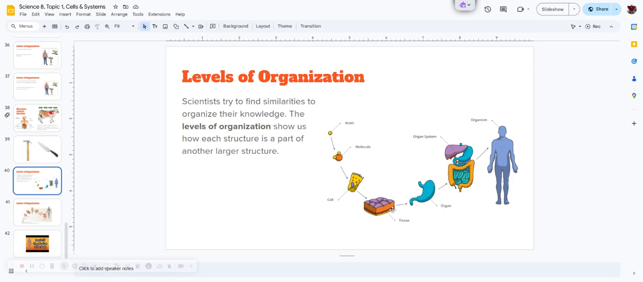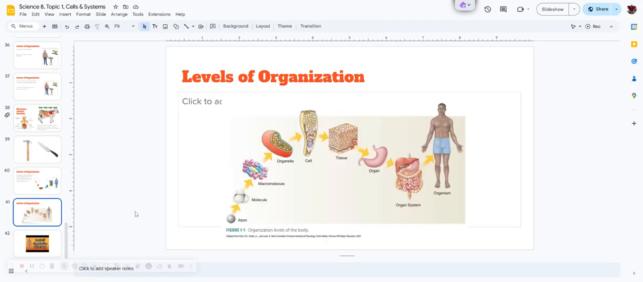When you combine cells, that forms tissue. And when you combine tissues together, they form organs. And when you have a bunch of different organs working together for one main purpose or one main function, that's an organ system. And a number of organ systems make up an organism. So we can see how we're going from small to big. We have levels of organization.